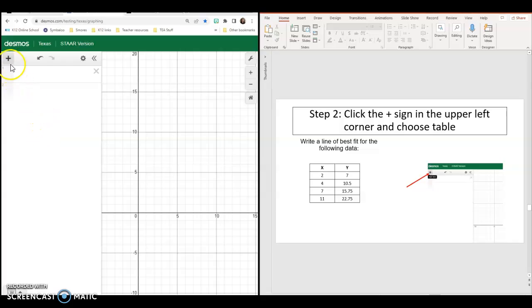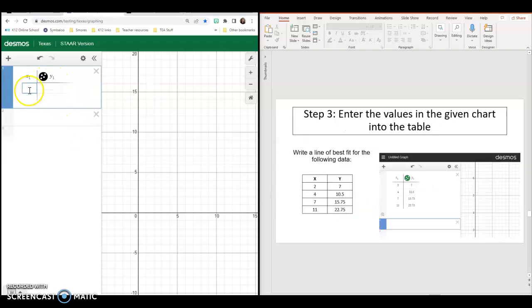So we're going to start off by clicking the plus sign in the upper left-hand corner, add item, and then we're going to choose table. So it gives me a table as x1 and y1, and what I'm going to do is enter these values into the table. So I enter my x values, 2, 4.